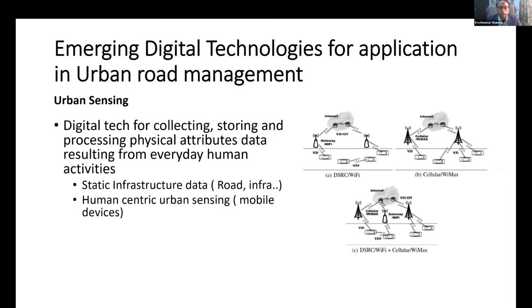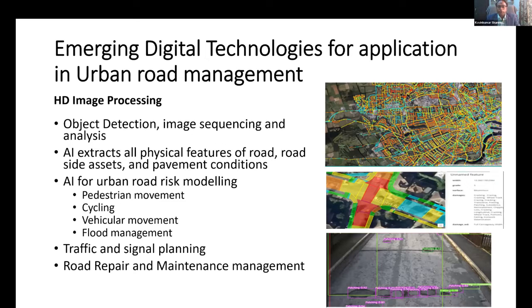And the other model is static infrastructure data. Similarly, as we spoke about previously, I can collect all the static infrastructure data from the 3D models, extract it and put it in. By combining these things, I have dynamic data of the physical attributes, and then I can develop solutions for them.